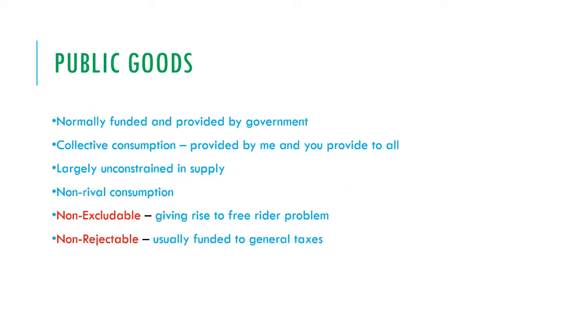But then you have public goods, and these are normally funded and provided by the government. These have a collective consumption, which is provided by me and you, provided to all. So I provide it and you provide, so it's collective. It's largely unconstrained in supply, and there's non-rival consumption, meaning that it's non-excludable, which gives rise to the free rider problem, and it's non-rejectable, and is usually funded by general taxes.